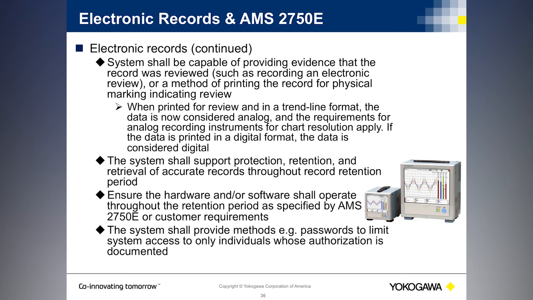And the highlighted section here: I have seen NCRs generated when a record is printed for review in the trend line format. The data is now considered analog, and all the requirements for analog recording instruments for chart resolution apply. So if you print this data up and do a physical marking on the review, you want to make sure that you print the data in a digital format, and the data would be considered digital. If the data is printed up in the graph format, then you're going to be held to the analog requirements. And the other requirements: you have the protection and retention and retrieval of accurate records throughout retention periods. Hardware and software shall operate through the entire retention period as specified by 2750.